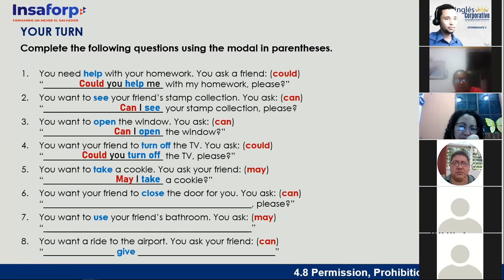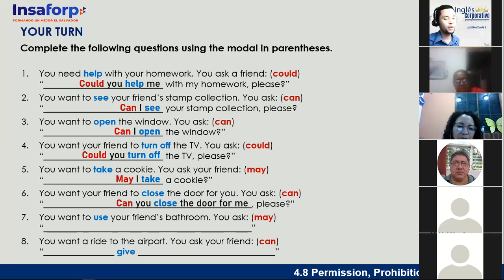Volunteer, please. Number six. A todos al mismo tiempo. Okay, Rodrigo, let's do it. You want your friend to close the door for you. You ask, can you close the door, please? Can you close the door for me, please? Very good. Thank you.